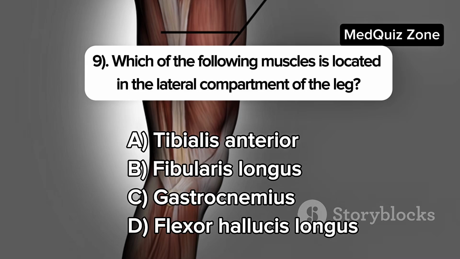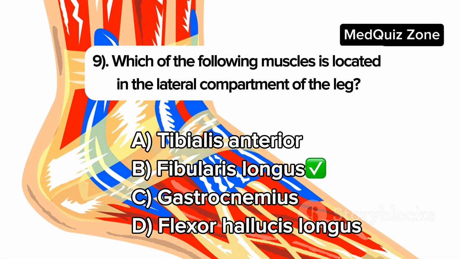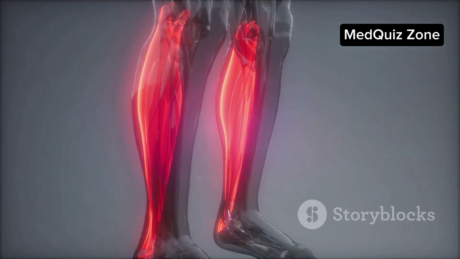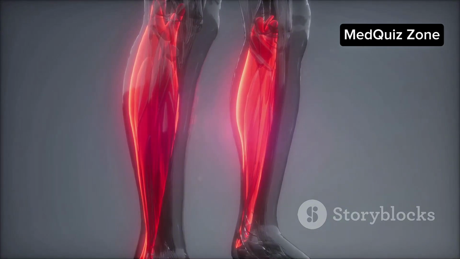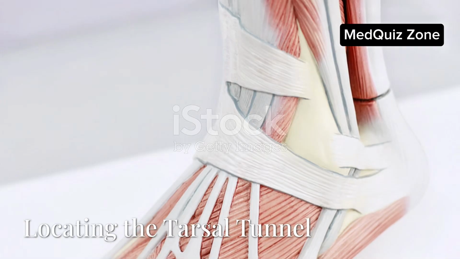Question 9. Which muscle is located in the lateral compartment of the leg? The answer is the fibularis longus, also known as peroneus longus. The lateral compartment contains the fibularis longus and fibularis brevis muscles. These muscles evert the foot and assist in plantar flexion.